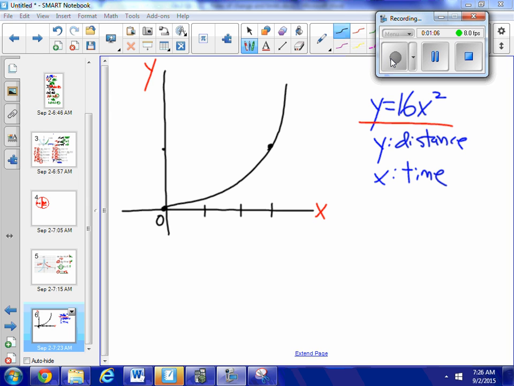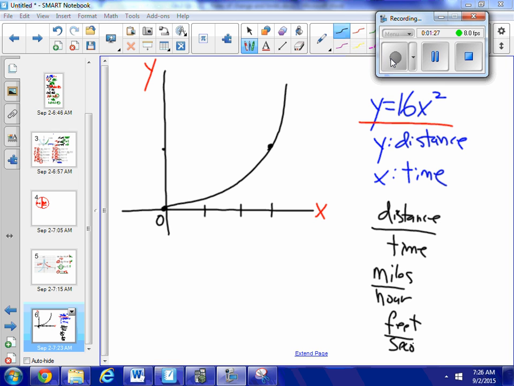seconds. So you know with speed, we do distance over time. The one you might be most familiar with would be miles per hour. In this case, we would have feet per second. That is a rate of change. Speed is a rate of change. And if you look carefully at this graph right here, if I drew a line between those 2 points, I will try my best to draw a straight line.